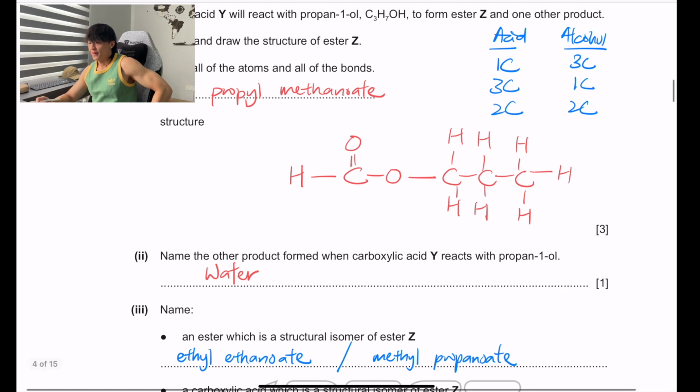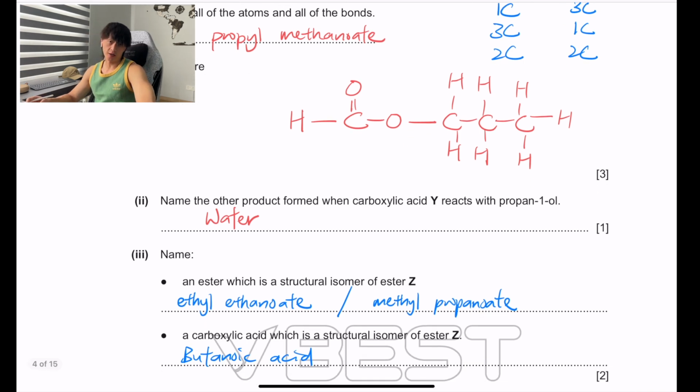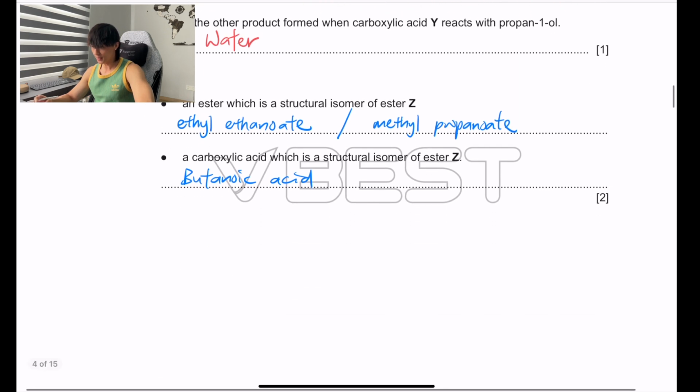All right. And then carboxylic acid has isomers to ester Z. So they are total how many carbon? 4 carbon. So carboxylic acid with 4 carbon, butanoic acid. Okay. Next.